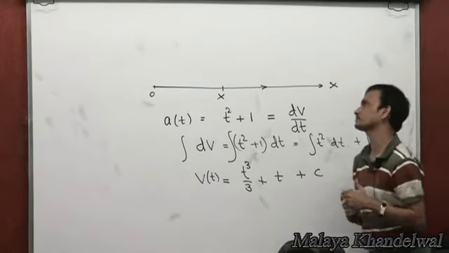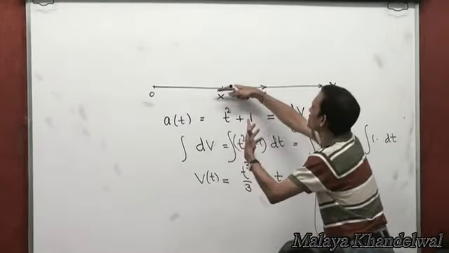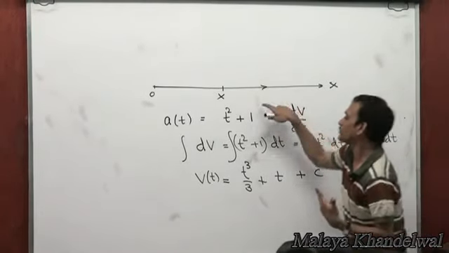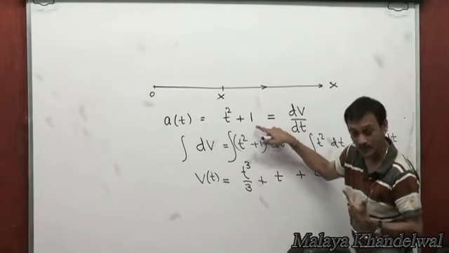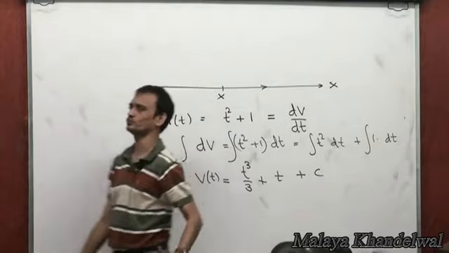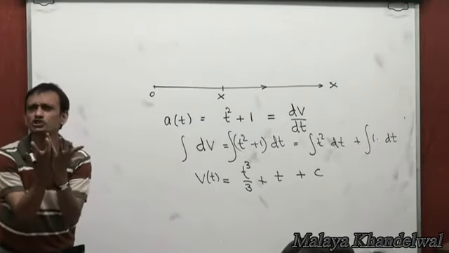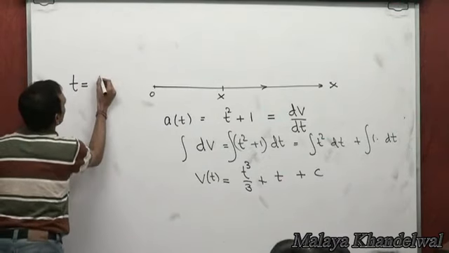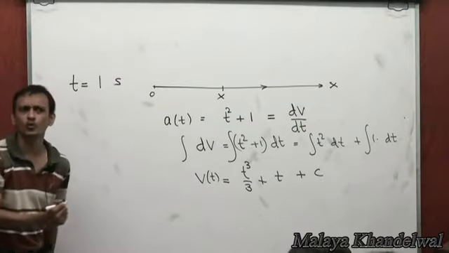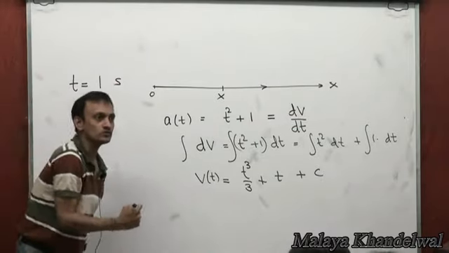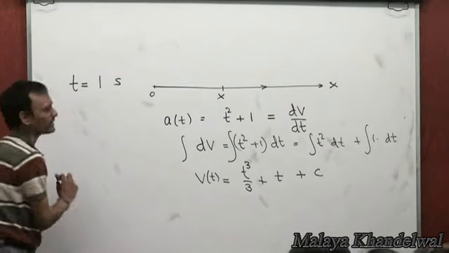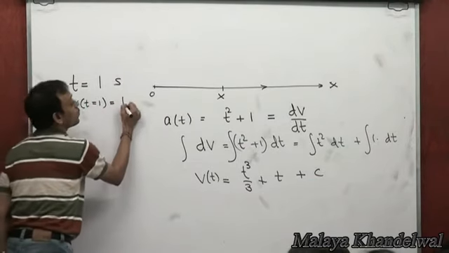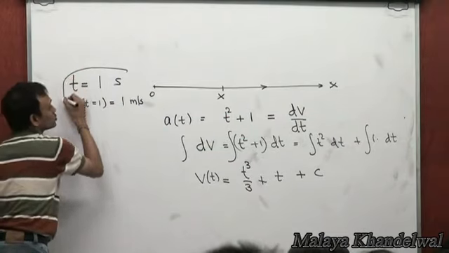What kind of information? Let's say data has been provided by an observer. There is an observer that reports a as t squared plus 1. The observer now tells you that at t equal to 1 second, he found by some means that the velocity of the particle at t equal to 1 second was 1 meter per second. This is one data point that he reports to you.